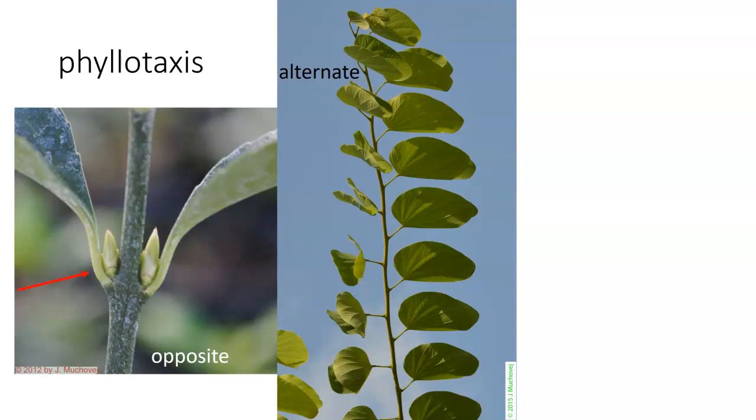We could have the alternate type. Now, this is a branch of a tree, and this is first year growth. And what you see is the point where the leaf comes off, and the next one, and the next one. One comes off one side, one comes off the other side, then one side, then the other side. And we call this particular type of phyllotaxis alternate.